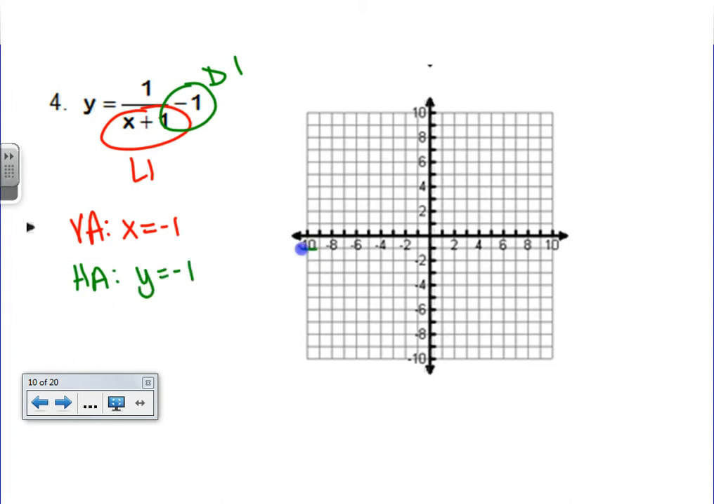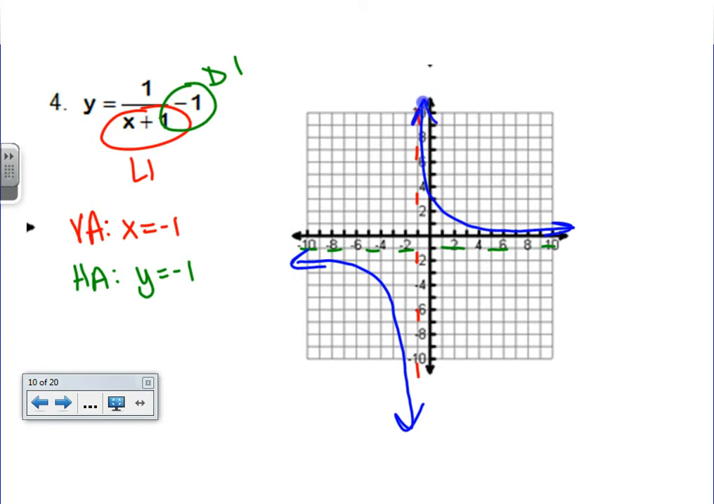So plot your asymptotes with some sort of a highlighter. It's not part of the graph, we're just marking it so that we graph accurately. And then again, pull your table points. And you're going to see a graph that looks like this.